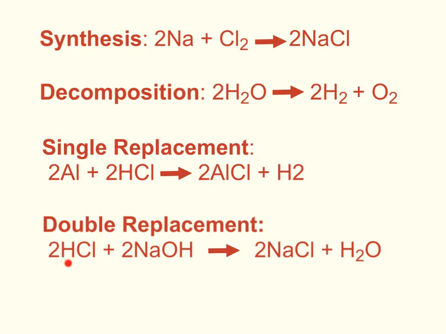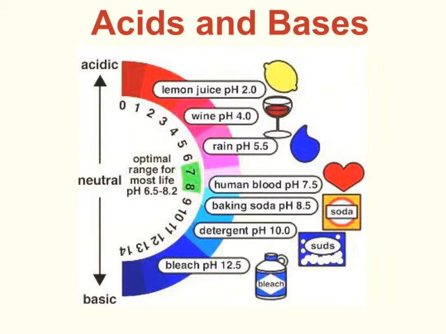And here we have a double replacement. We have HCl and NaOH, each switch partners. So the Na and the Cl will combine, and the H and the OH will combine to form water. Finally, we have acids and bases.